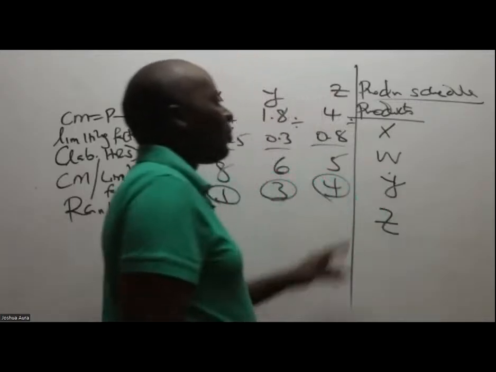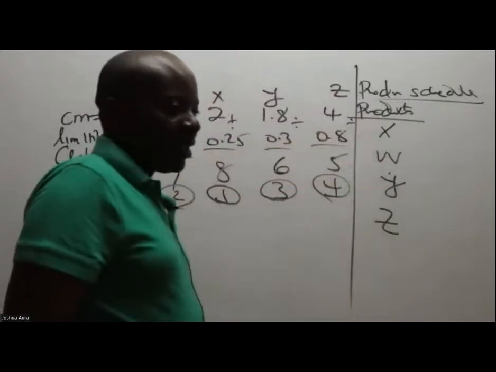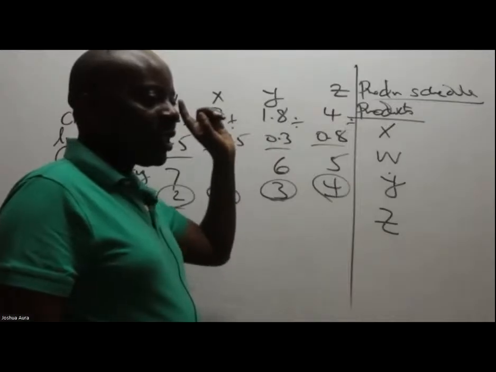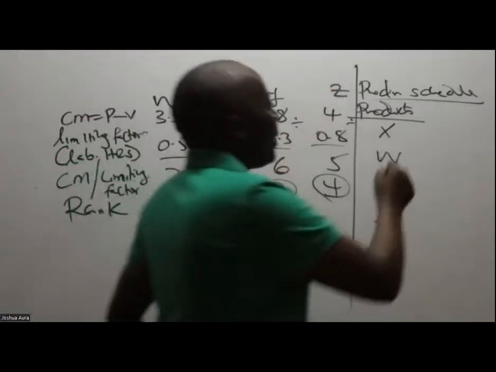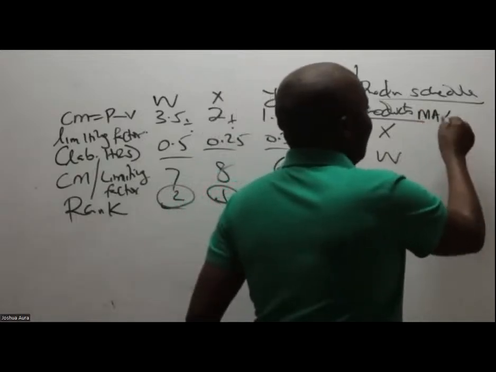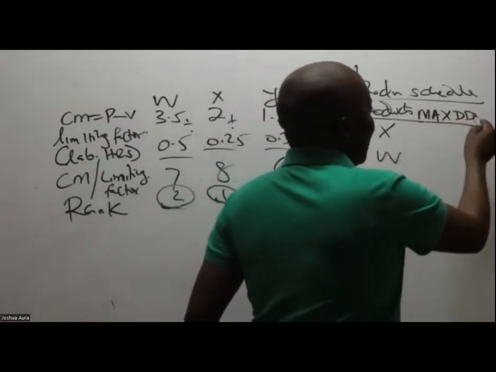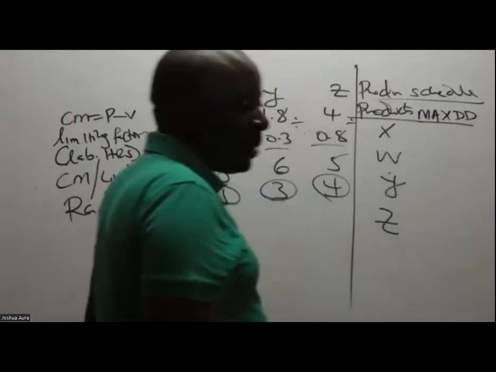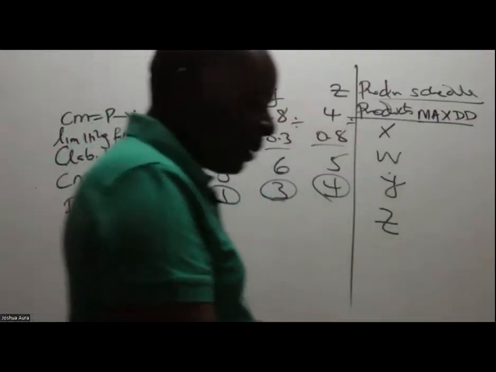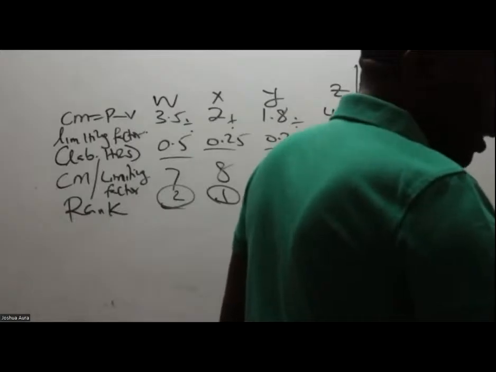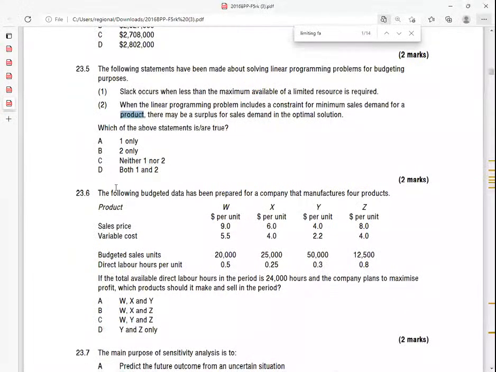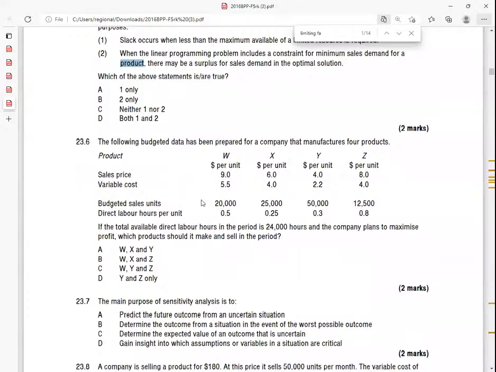So having written the products as per the ranks, I will think about what is my selling in the form of the demands. So give me the maximum demand. Are you able to see the maximum demand for X? Yes, they're here, budgeted sales units. So for X, I have 25,000.